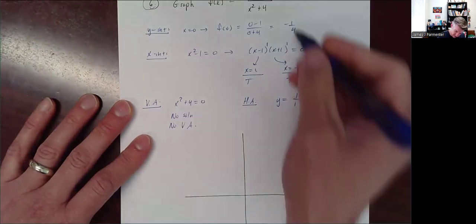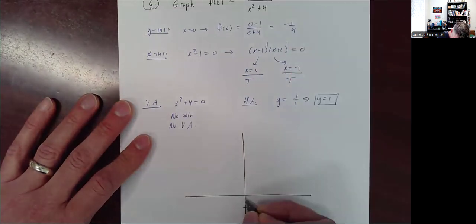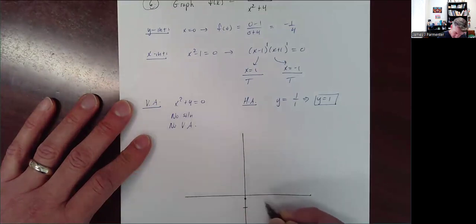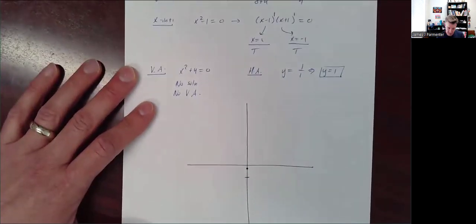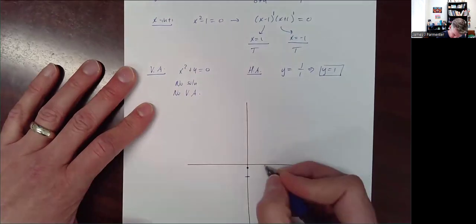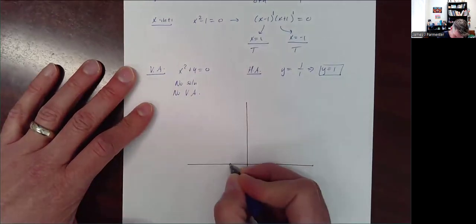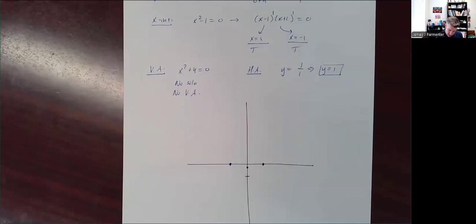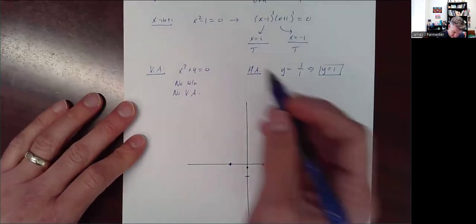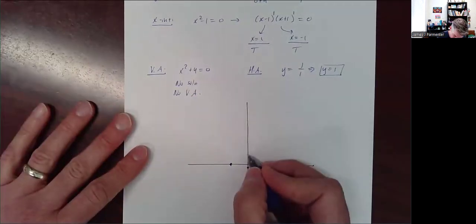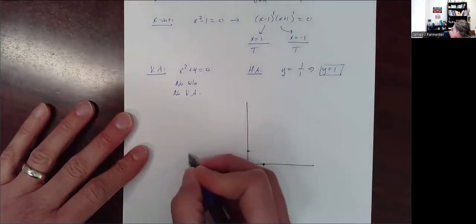Let's see, I've got a y-intercept of -1/4, so I'm going to put it right there. Doesn't have to be perfect, just close. X-intercepts are +1 and -1. Again, I'm giving a little more space to the x things because that's just usually how it works. And then my vertical asymptote, I don't have any. My horizontal asymptote is 1. So here's y equals 1.